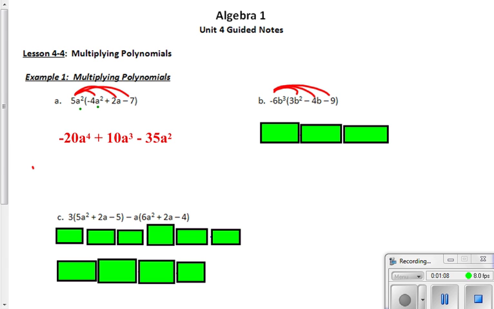When you distribute negative 6b to the third into 3b to the second, we would come up with negative 18b to the fifth. So multiplying those numbers, adding the exponents for b because it's the same base. So we have negative 6b to the third times negative 4b, we would get a positive 24b to the fourth, and negative 6b cubed into negative 9, again we would get a positive 54b cubed. Now all of those terms there, if you look at them, they're in standard form.